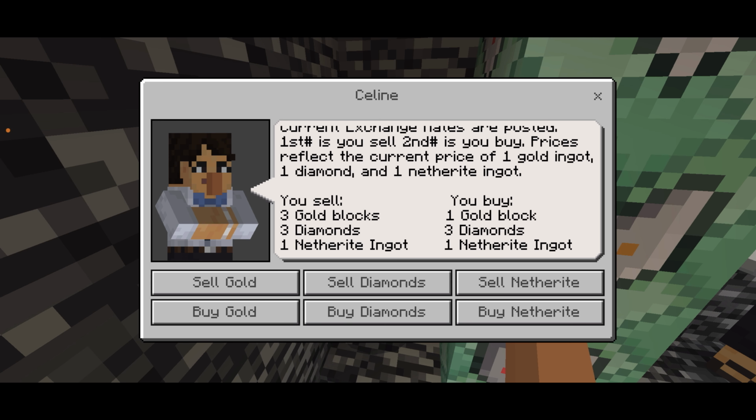Today, with the last video, we did buy gold. That was the fourth command area. Today, we are going to start with buy diamonds. So it is the fifth command area, it is a button, and it is called buy diamonds.